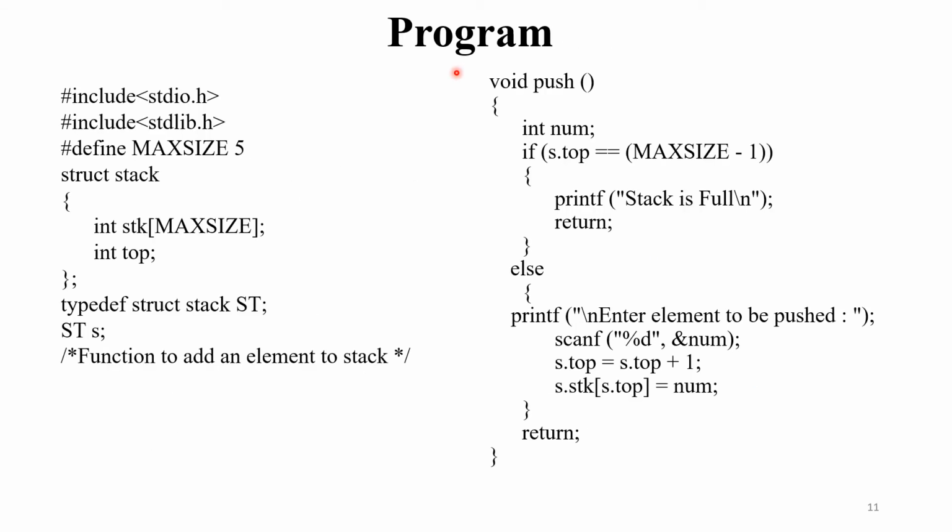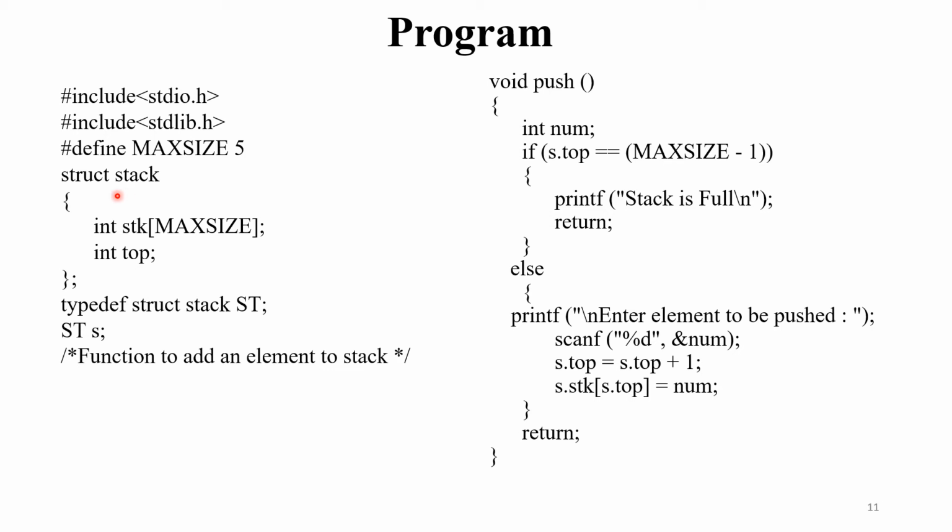Program for stack. Here we perform operations like push, pop and display. First is the header file, that is, hash include stdio.h, which means standard input output header file. Next is the standard library header file. Next is hash define MAX SIZE 5, which means here we define the size of the array as 5.